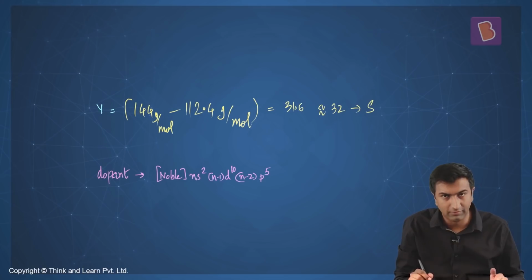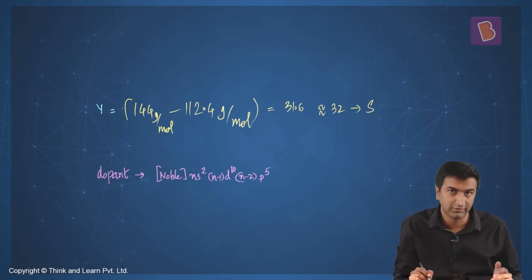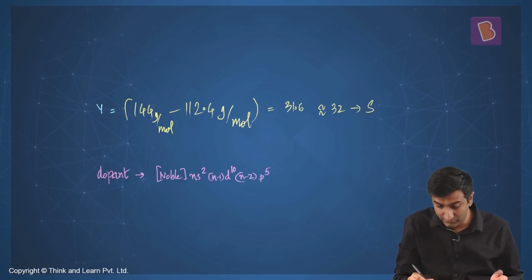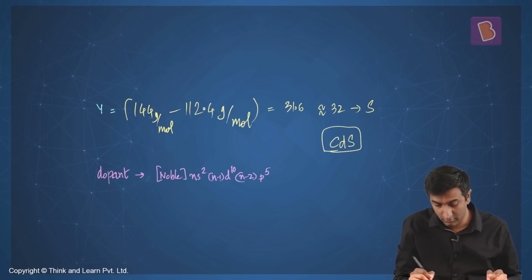The reason why the mass could be lower than what you expect it to be is probably because of defects. Yeah, this is a real crystal. CdS is what we are going towards. I think this is CdS. I'm almost certain about this.